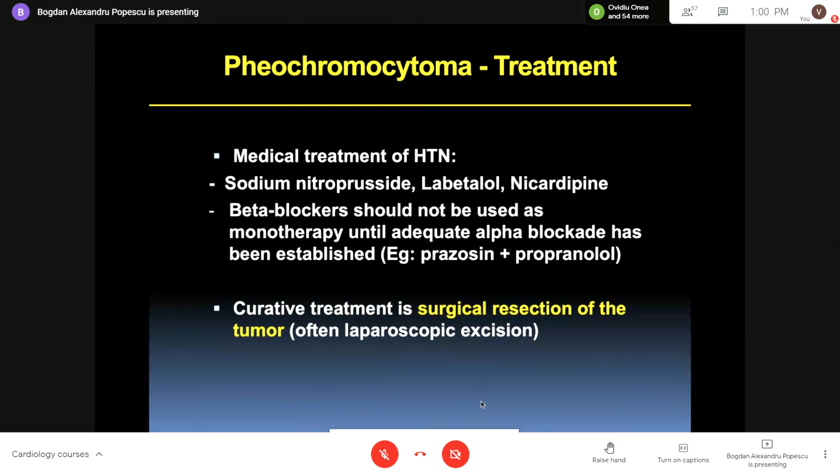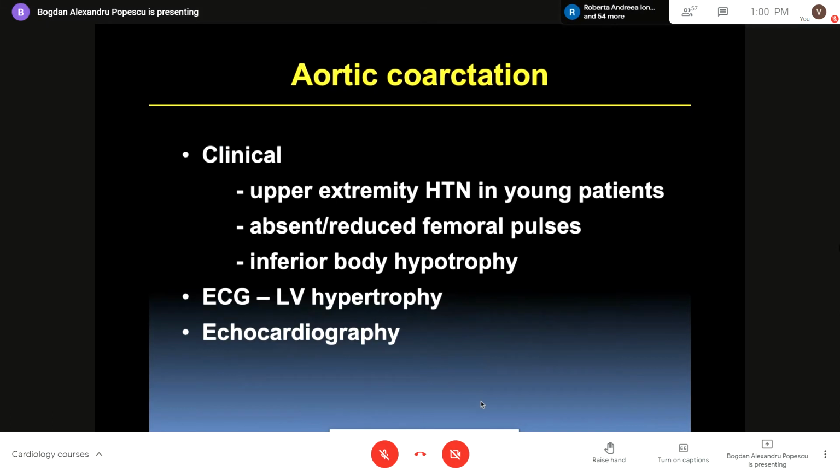And usually the curative treatment is resecting, taking out the tumor. Sometimes you do this with laparoscopy because, again, this is a causative treatment and may lead to the cure of hypertension in such cases. Last but not least, an entity which is not very common, but it's very important from a clinical standpoint, is aortic coarctation.